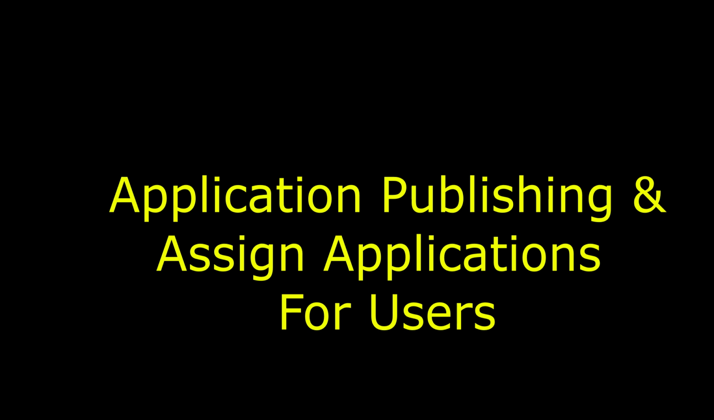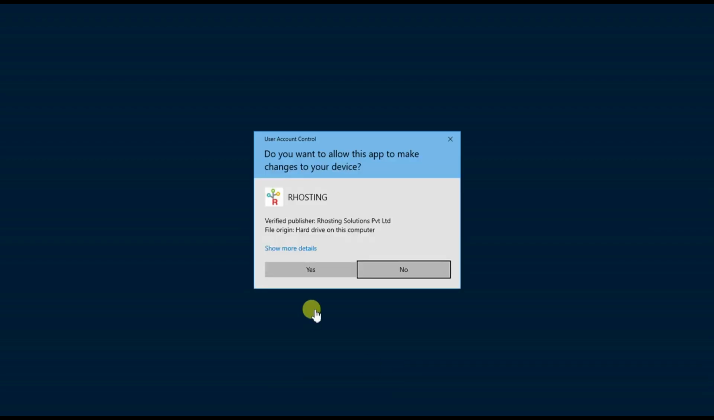This video guides you through the process of making applications available to your remote users via Rhosting. This is a key feature that allows you to control which applications you... Step 1. Access the application publishing interface.